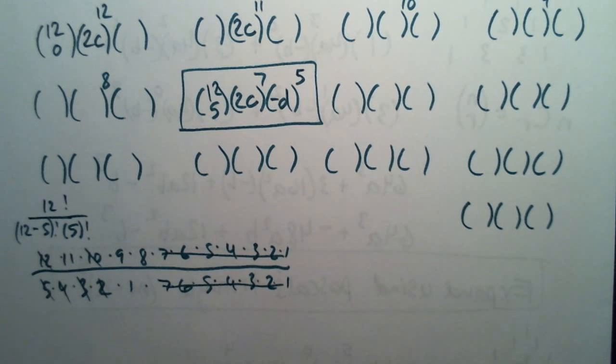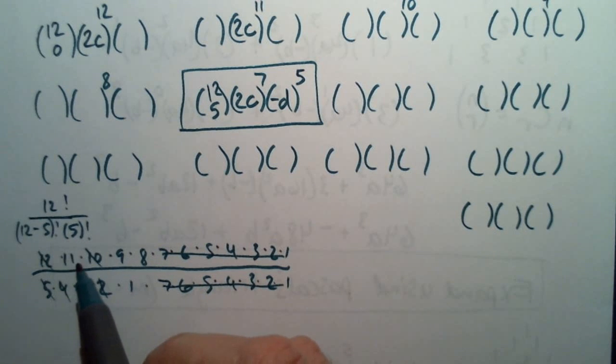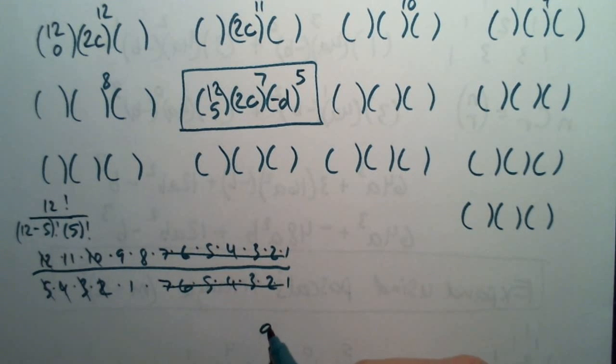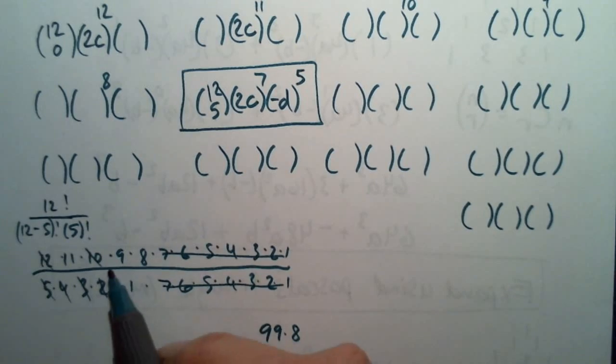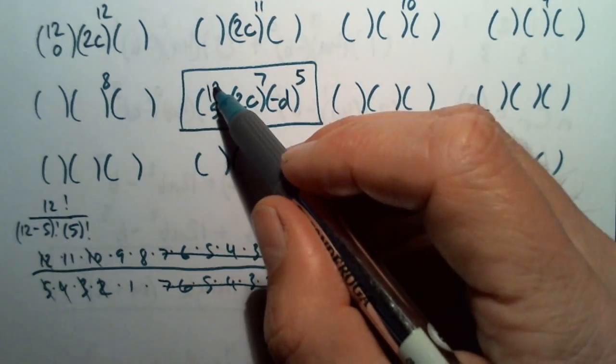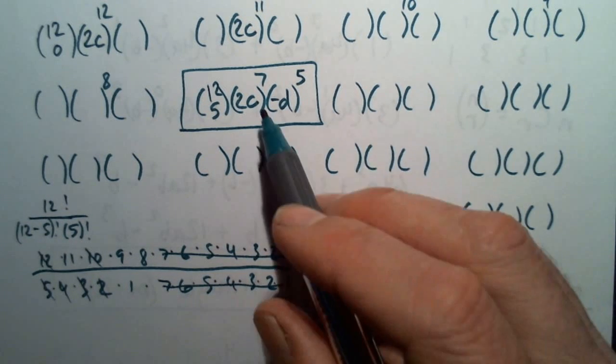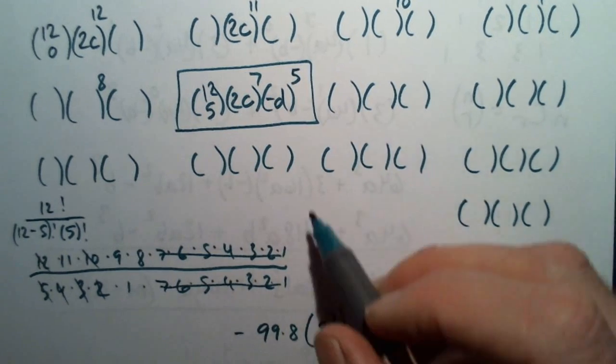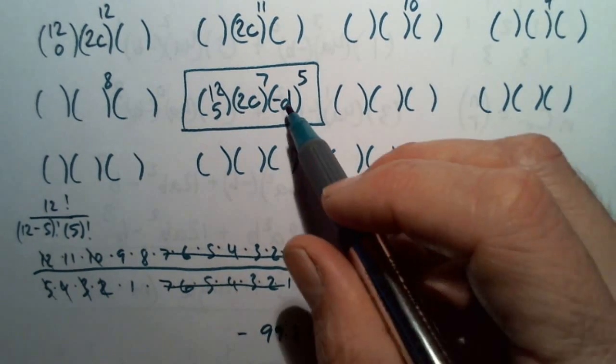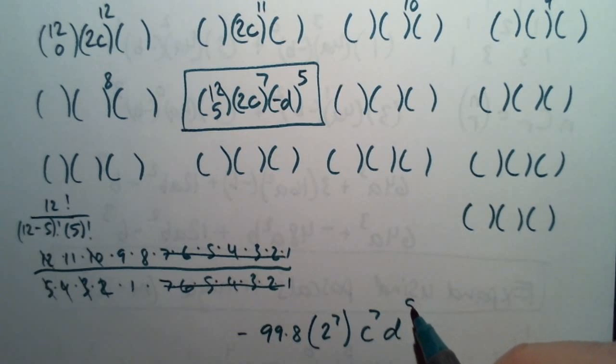Alright, and now we have, I'll just write it as 99 times 8. This gives us 99 times 8, and that's 12 choose 5. Then we have 2 to the 7th, c to the 7th from there. We'll put the negative in front, and then d to the 5th.